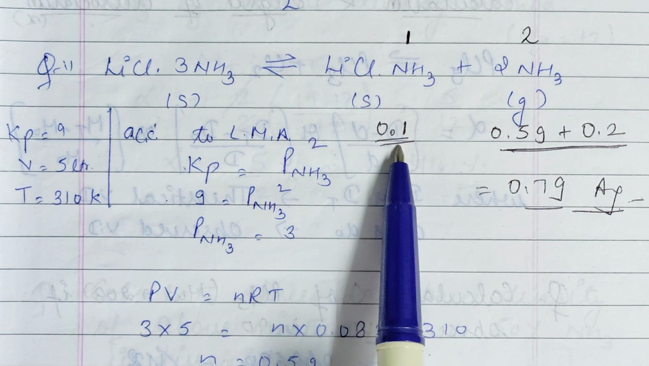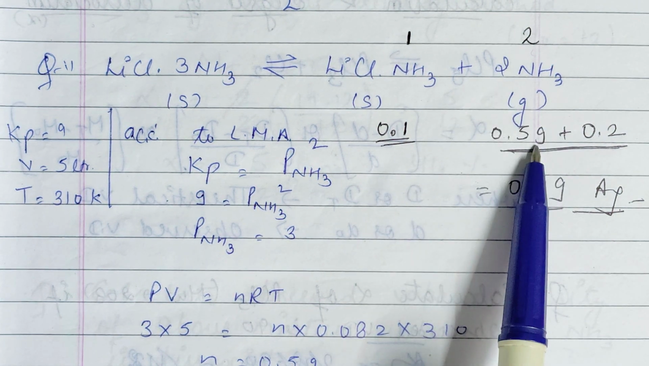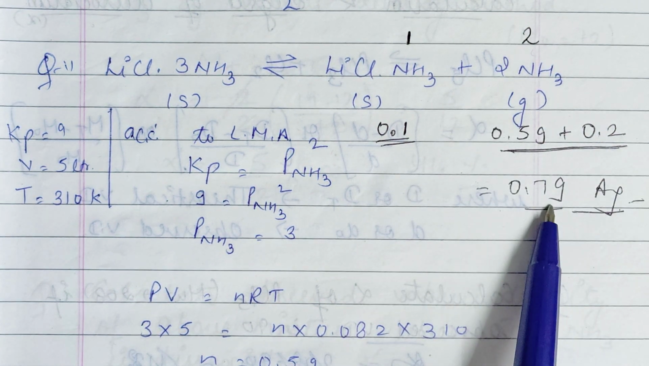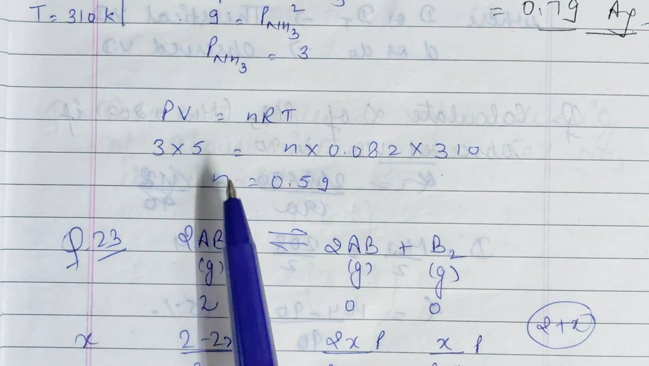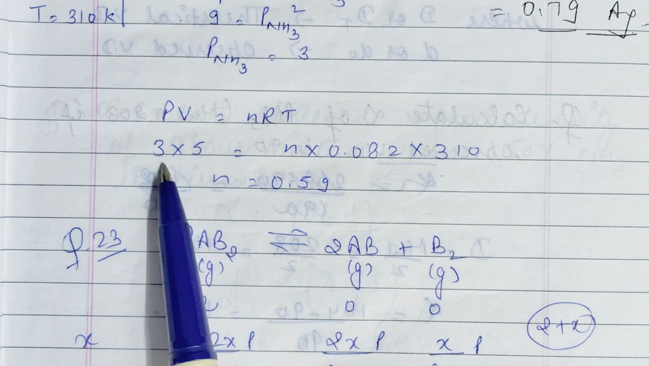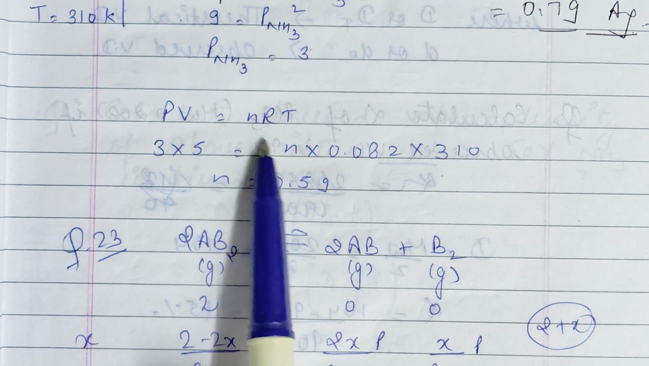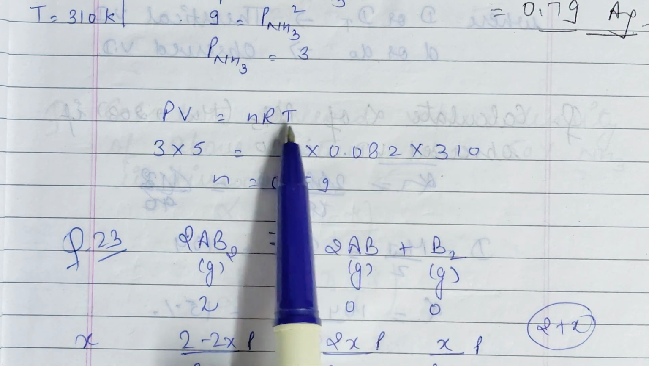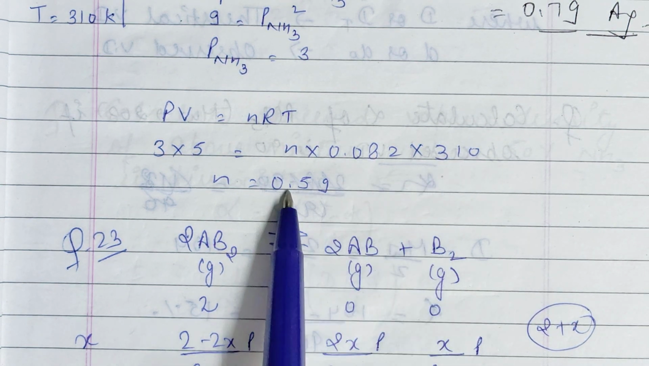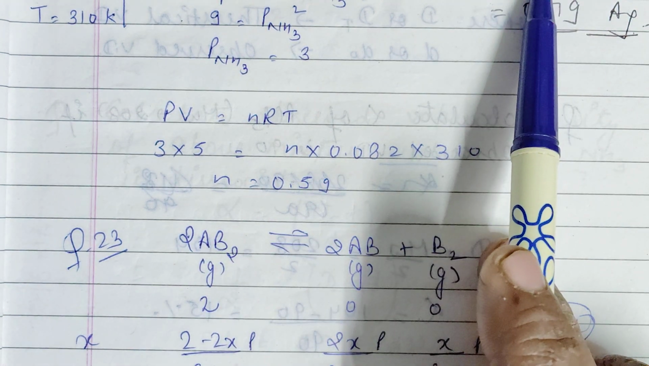And here, leave the 0.01, and NH3 is 0.59 plus 0.2, 0.79. Next, PV equal to nRT. It gives P is 3 and V is 5, and we have to find n, R is 0.082 into temperature is 310. So we get n equal to 0.59. So n is 0.59.